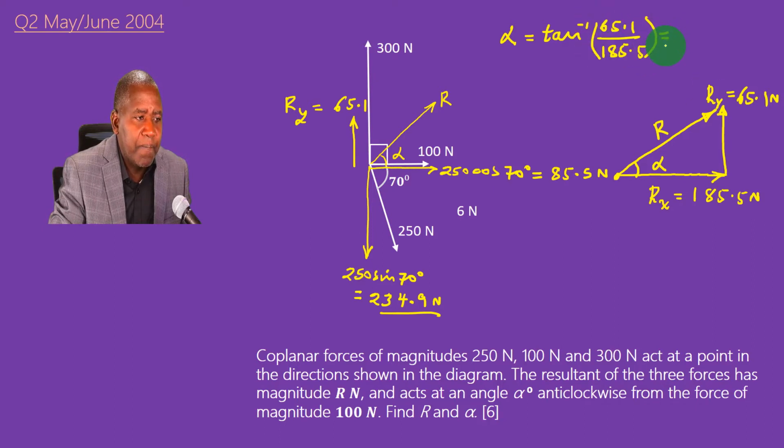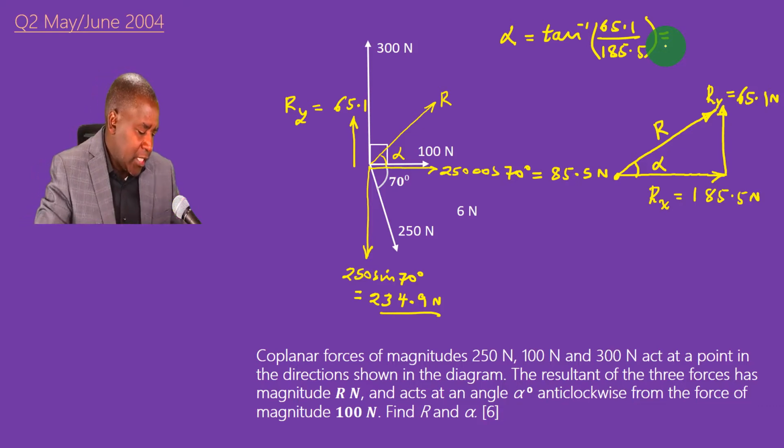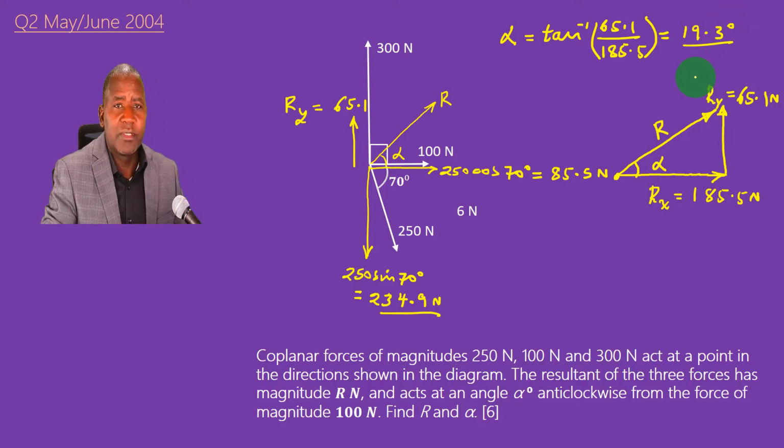and that is going to give us, so I get the tan inverse of this one, 65.1 divided by 185.5, and I get 19.3 degrees. 19.3 degrees. So I've answered the second part here.